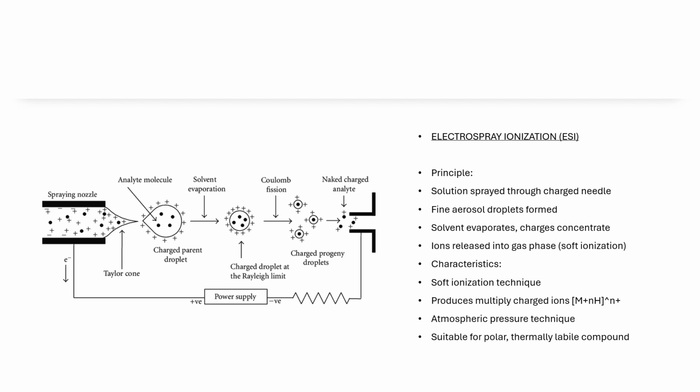One of the coolest things about ESI is that it produces multiply charged ions. So instead of just M plus H, you might get M plus 2H with a charge of 2 plus, M plus 3H with 3 plus, and so on. This is actually amazing because it extends the mass range of your instrument. So a protein with a molecular weight of 50,000 could appear at 5,000 m/z if it has 10 charges. That means you can analyze really large molecules on instruments with limited mass ranges.